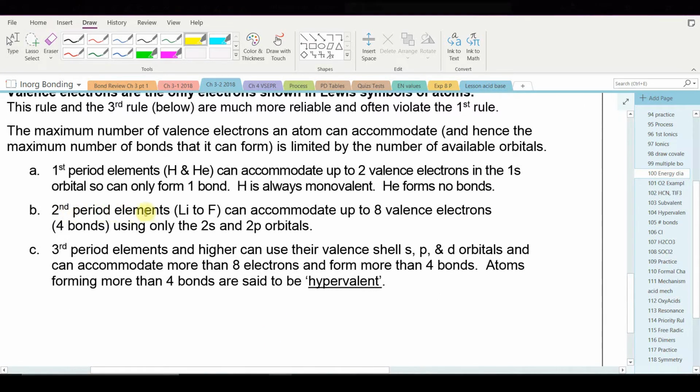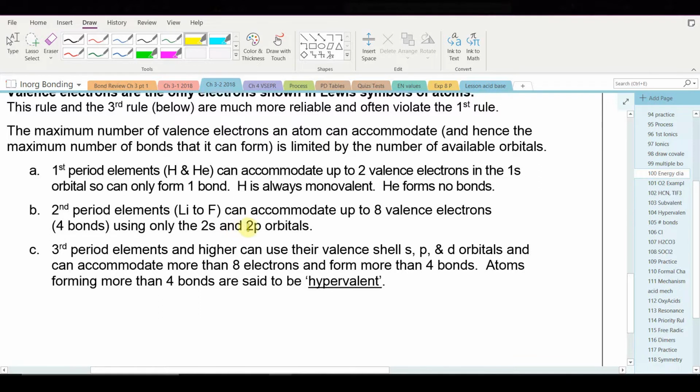Second period elements, lithium to fluoride, can accommodate up to 8 electrons in the valence shell, a maximum of 4 bonds. No more, never more than 4. They can only use their 2s and their 2p orbitals.